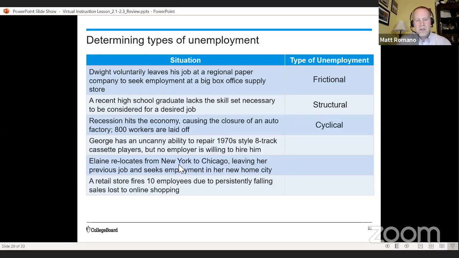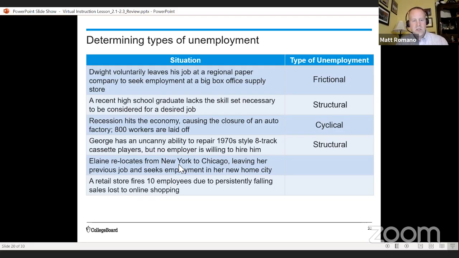George has an uncanny ability to repair 1970-style 8-track cassette players. You may not even know what an 8-track cassette player is. Frankly, I don't either. I've seen them, though. I never used them. No employer is willing to hire him because nobody listens to 8-track cassette players. So he has a skill set, but nobody's interested in a skill set.